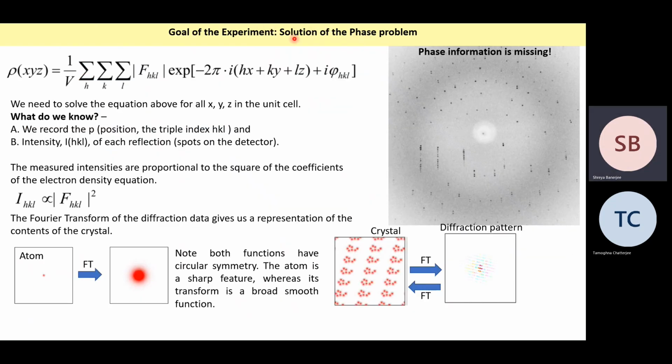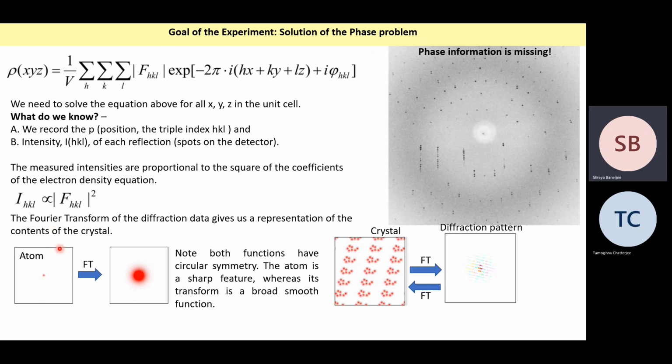So what is required now is to find a solution to the phase problem. So what do we know? For each of these spots in the diffraction pattern, you have an HKL value, so you know the position. And each of these spots has an intensity, so you know the intensity. And from the square root of the intensity, you know the structure factor magnitude. What is missing is this phase information.